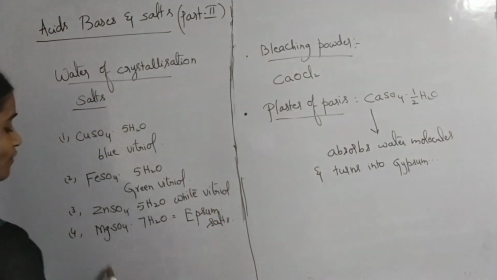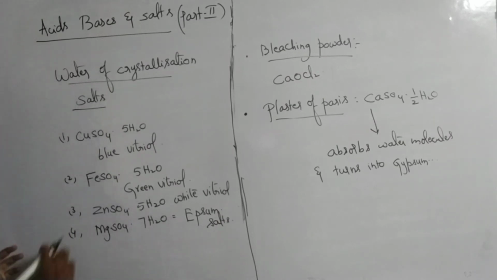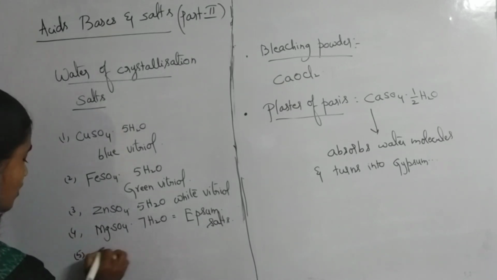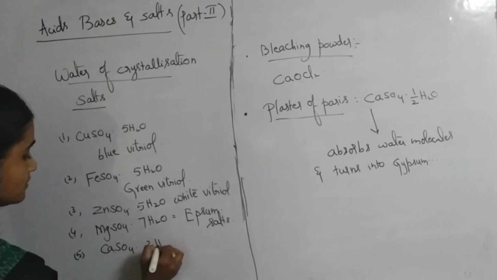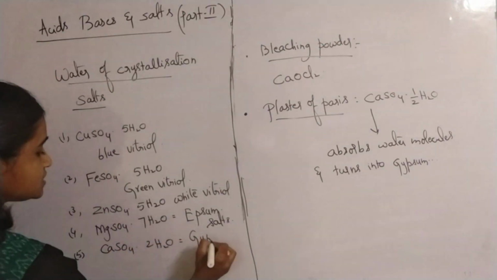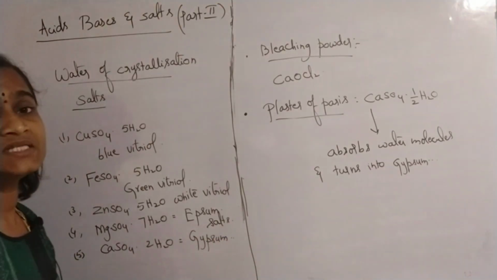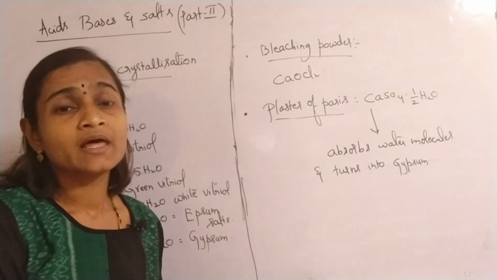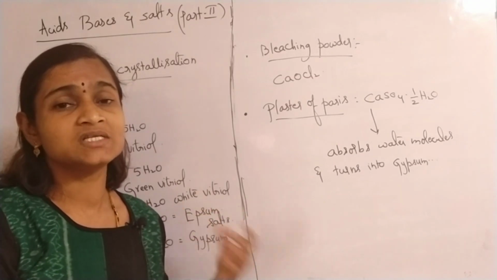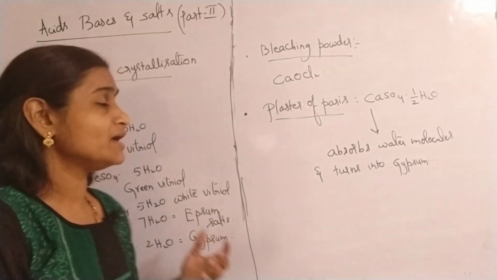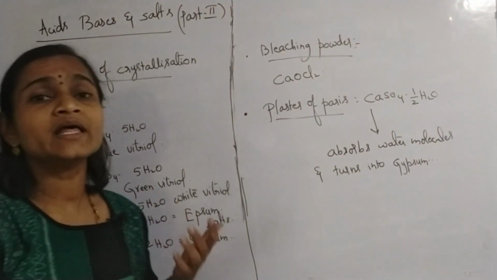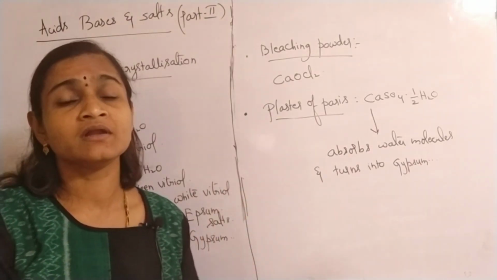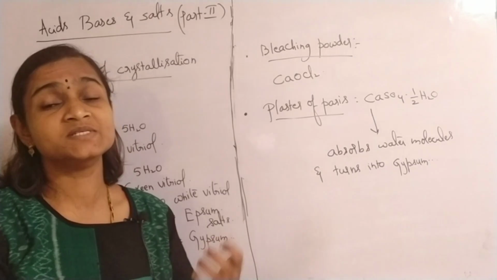This is also a salt of water of crystallization. In these formulas you find .5H2O, .7H2O, and so on. Even CaSO4.2H2O is called gypsum. So these salts are water of crystallization salts, meaning salts which absorb water molecules from the atmosphere. In sealed airtight containers they appear colored like this. If you take them out and heat them, or leave them to the atmosphere, you will observe different changes in these salts.